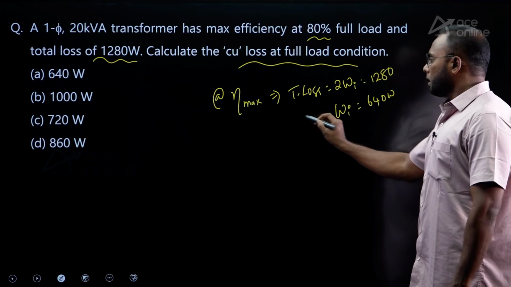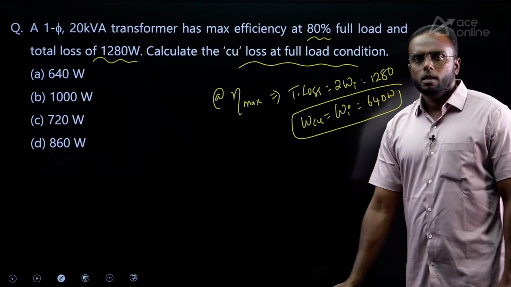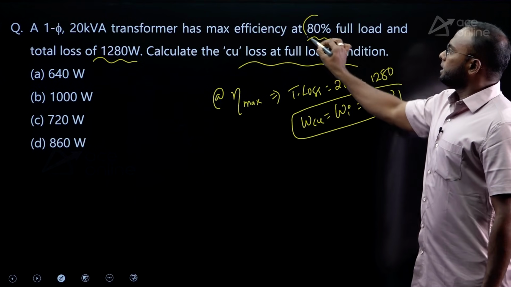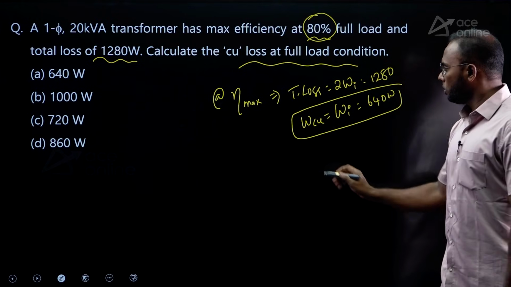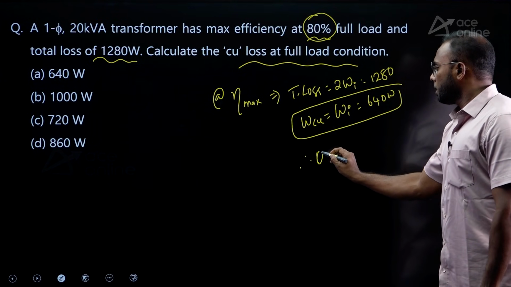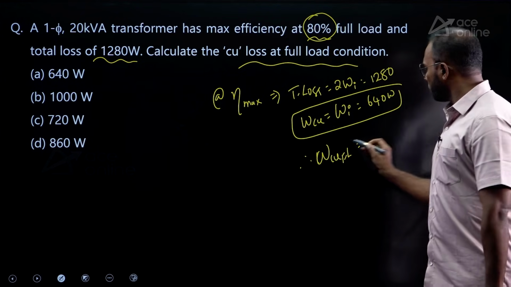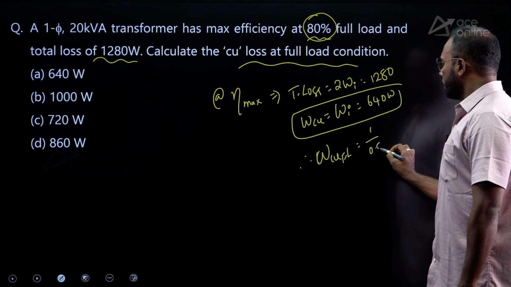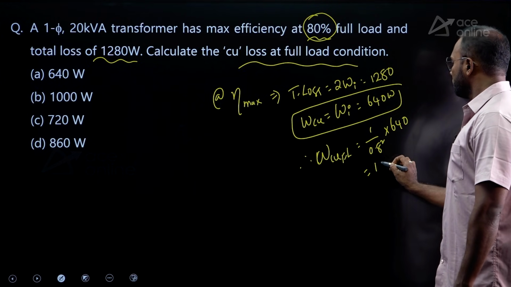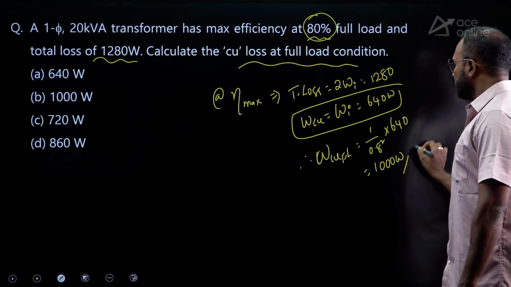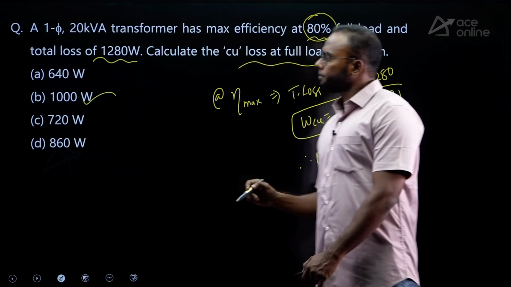This is the iron loss, and the copper loss is also equal here, both are equal at maximum efficiency. And this copper loss is at what condition? 80% of full load. But they are asking for copper loss at full load, therefore copper loss at full load, according to the square of the current, is 1 square by 0.8 square into this 640. Then if you simplify, you will get 1000 watts. This is the full load copper loss, 1000. Check it. Option B is the answer.